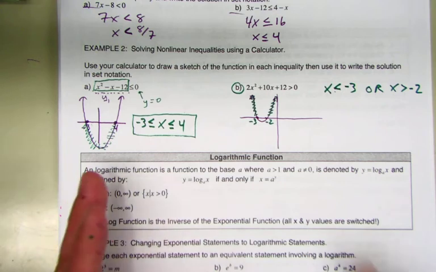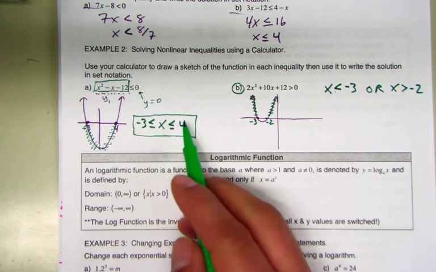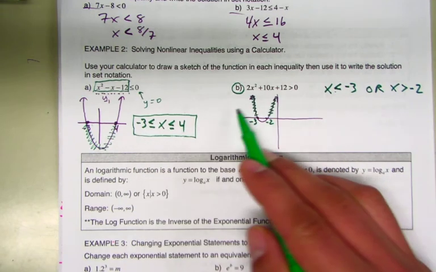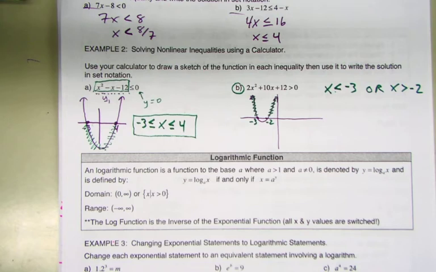Okay? Those are pretty much the only two scenarios you're going to see. You're either going to be between values or you're going to have two parts of the parabola that work. And you just need to write down which parts it is that you want to include. Does that make sense?